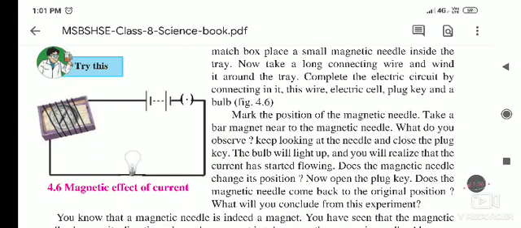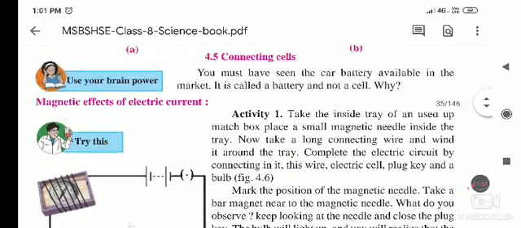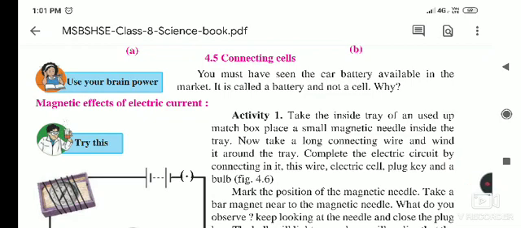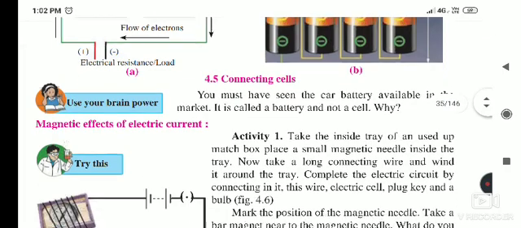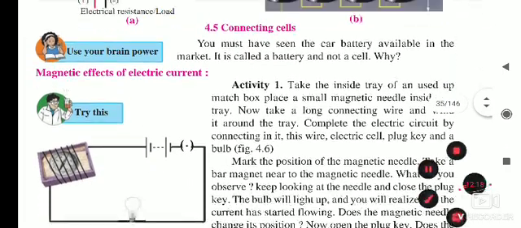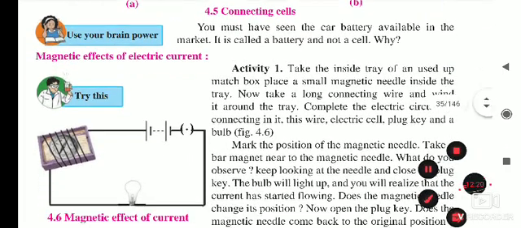Okay. The next part is the magnetic effect. Wait, we will see the use your brain powers question. You must have seen the car battery available in the market. Okay, it is called a battery and not a cell. Why? Because of this arrangement, many cells are arranged in a particular way, and that's why more electricity is produced. Next part is the magnetic effect of electric current.